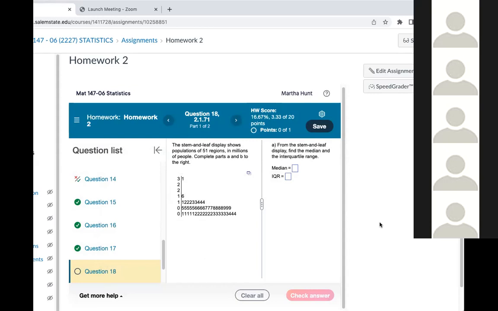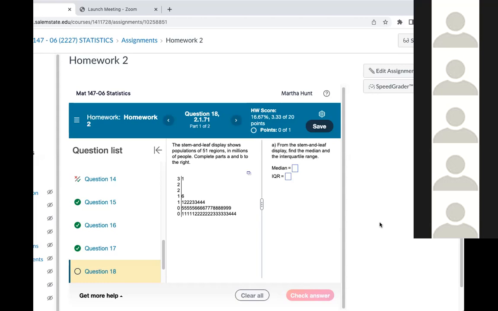Okay, here we have a stem leaf graph. And it's not the way I displayed it. It's going from highest to lowest. It's talking about the population in 51 regions, probably the 50 states, in millions of people. Then we have to complete parts A and B, and part B is a secret, so we don't know what part B is going to be.